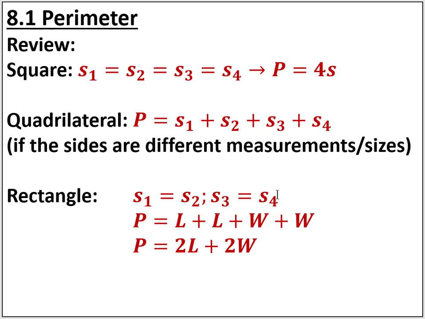Side 3 and side 4, which is going to represent width. So side 3 and side 4, since they're equal to each other, and we're using them to represent width, we're going to have two W's. So W here and W there. So the equation for perimeter is P equals L plus L plus W plus W. Also, you can rewrite it as the other equation, P equals 2L plus 2W, or 2 times L plus 2 times W.